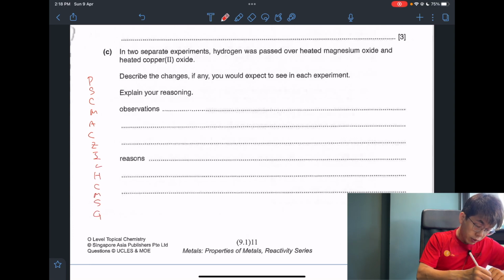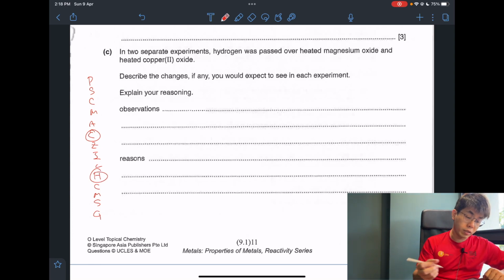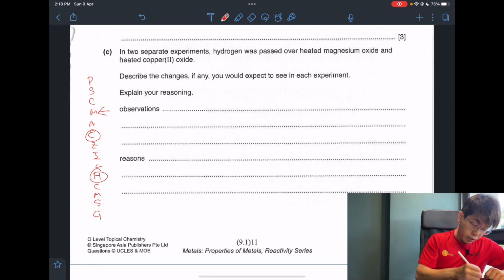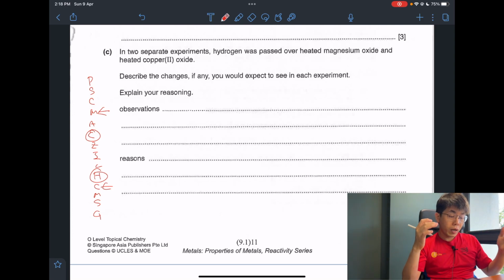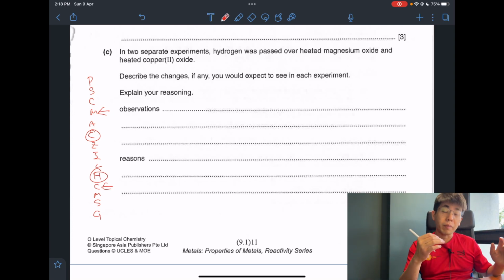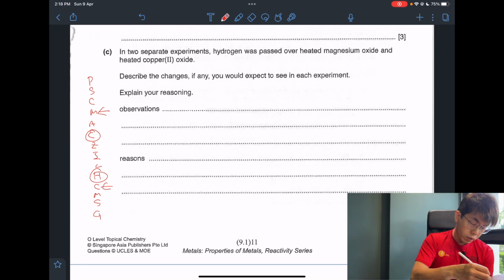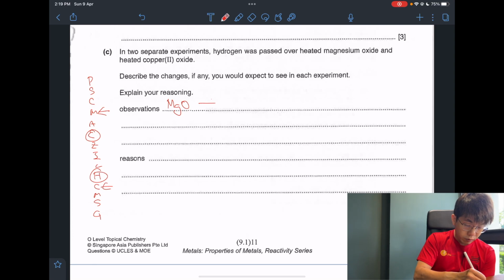Carbon, hydrogen is over here, magnesium is over here, and copper is over here. So you can see that magnesium is so much more reactive than hydrogen. So hydrogen cannot displace the magnesium from magnesium oxide. To make sure that my answer is clear, we have our magnesium oxide. There will be no visible reaction.